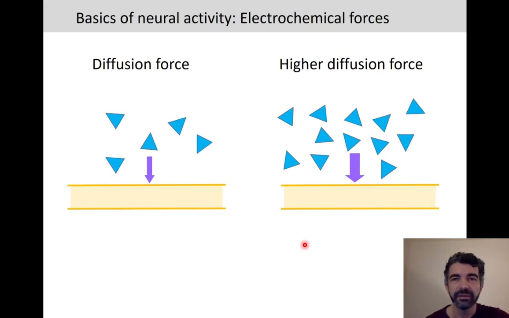The second electrochemical force we need to understand is the diffusion force. So this is, simply put, how much force there is to push particles of the same kind apart. Here you can see there are 5 particles on one side and no particles on the other side, which means they will be driven to go to that side, but again at the moment they can't because there's this membrane in between. On the right-hand side you can see a higher diffusion force because the difference in particles on one side and the other side is even larger. So they're driven even more towards this side.